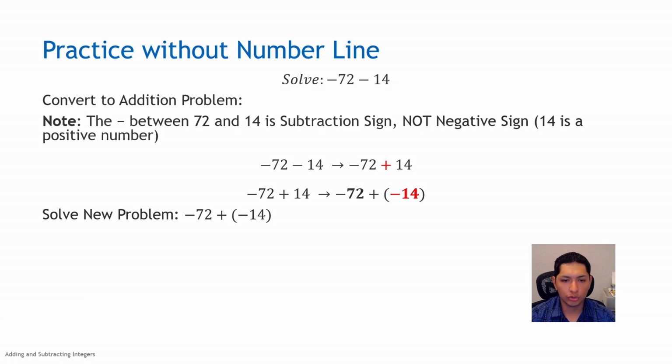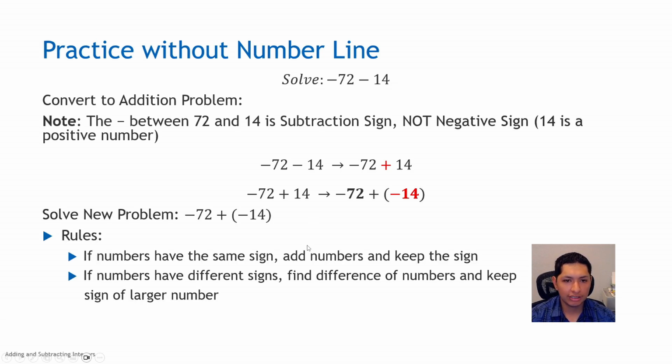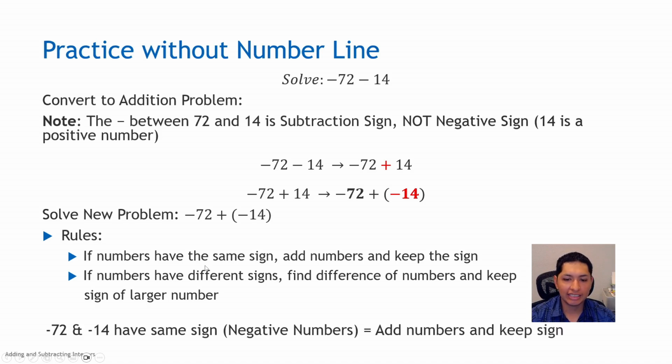And then we follow the two rules that we have with adding signed numbers. And we see here that both negative 72 and negative 14 have the same sign. They are both negative. So we follow the first rule. We are going to add the values of the numbers and keep the sign. We're going to keep the negative sign. So let's start with adding the numbers. 72 plus 14 is 86. That's the numerical value of the answer.